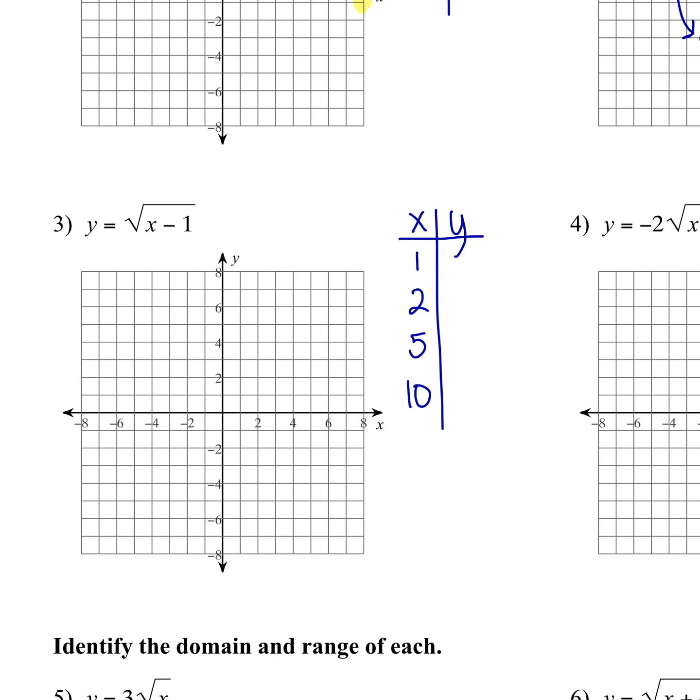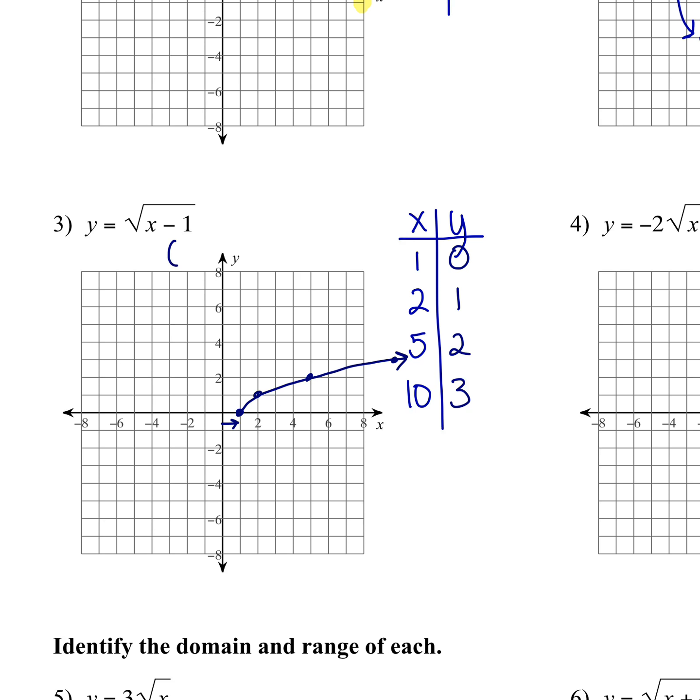Next graph, if these were the numbers that you saw on your table, then 1 would be paired up with 0, 2 would be paired up with 1, 5 would be paired up with 2, and 10 would be paired up with 3. And then we plot those: (1, 0), (2, 1), (5, 2), and (10, 3) would be about right there. This graph has been shifted to the right one, and we can clearly see that. Just shifted to the right one.